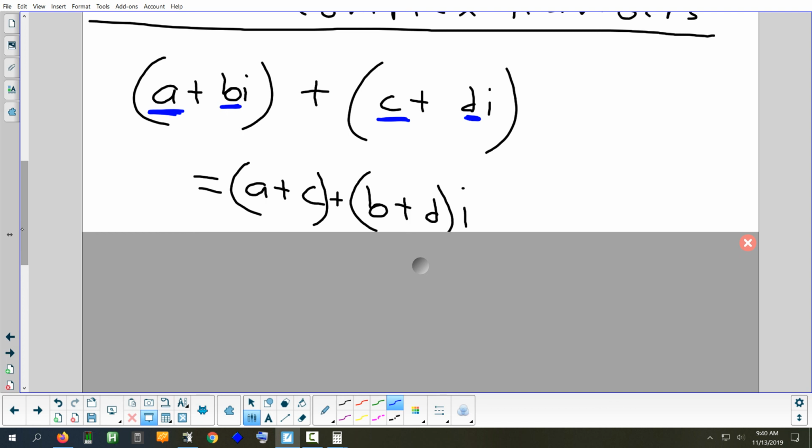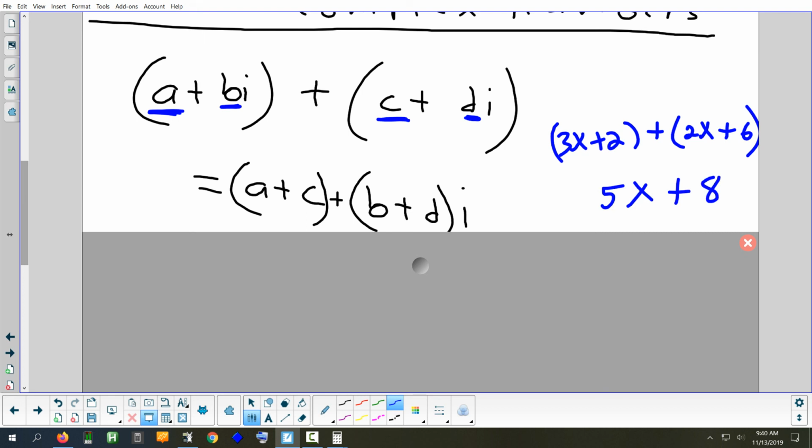It's kind of like if you did from Algebra 1 something like this. 3x plus 2 plus 2x plus 6. You can only combine numbers with x's with numbers with x's. You can combine numbers without x's with other numbers without x's. That's basically what you're doing right here. Except instead of x, you have i. Same idea.